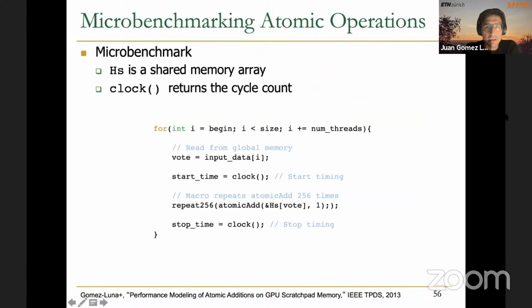Okay. And actually we did a thorough analysis of these atomic operations in shared memory by using a microbenchmark. It's a very simple microbenchmark. As you can see, we need obviously to use an atomic add on some array HS in shared memory, and we repeat this operation many times in order to have a more precise count of the total number of cycles that we need to execute these operations, because we are counting the number of cycles with this clock instruction here to start the timing, and this clock instruction here to stop the timing, right? And after that, we will average after 256 atomic additions.